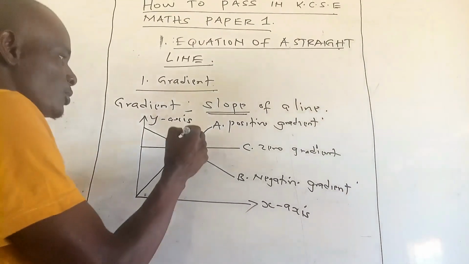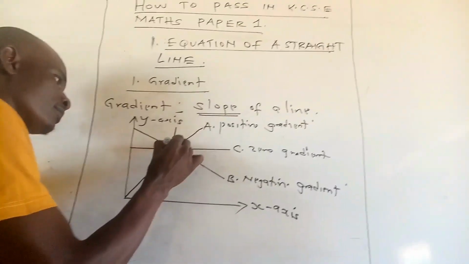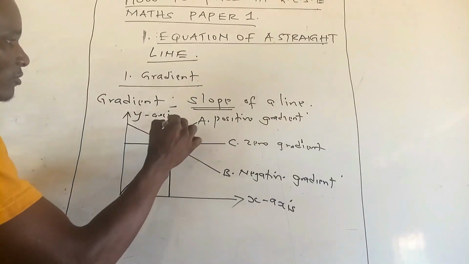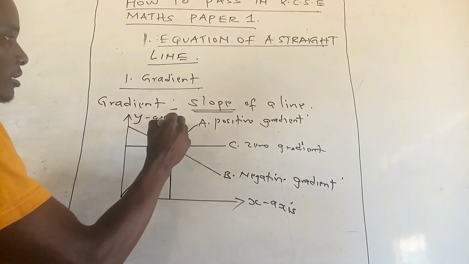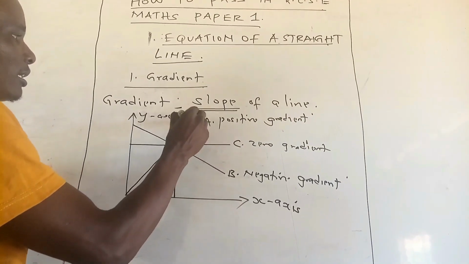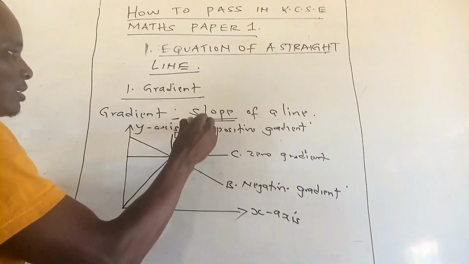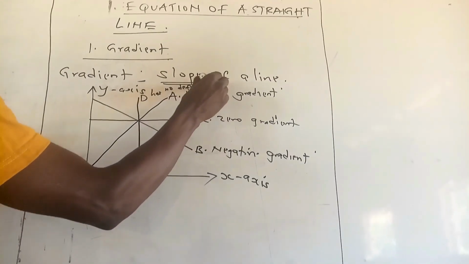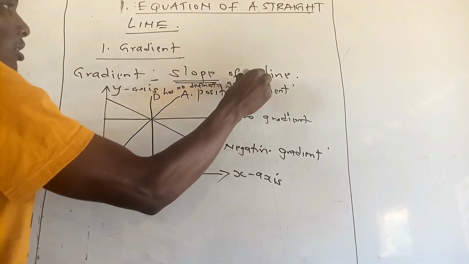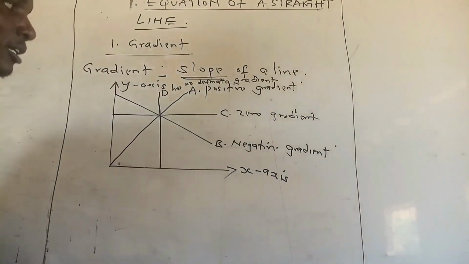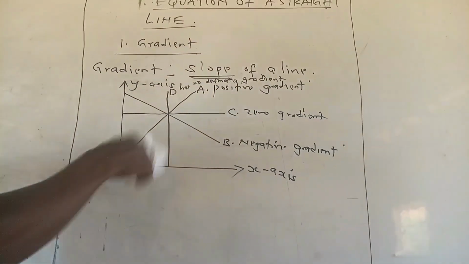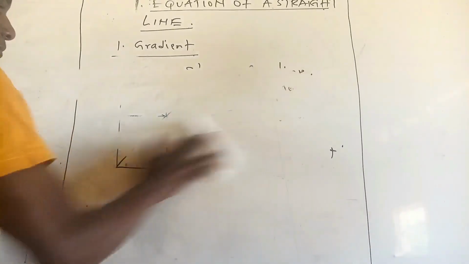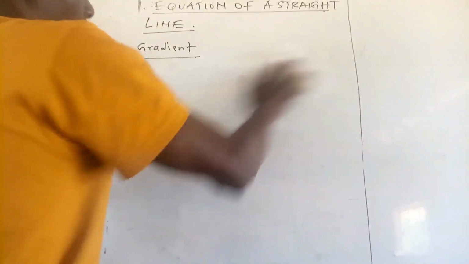So we can also have a straight line here, like this. If you find the gradient of this straight line, you find that this line D has no definite gradient. So you find that you'll not be in a position to get the gradient.